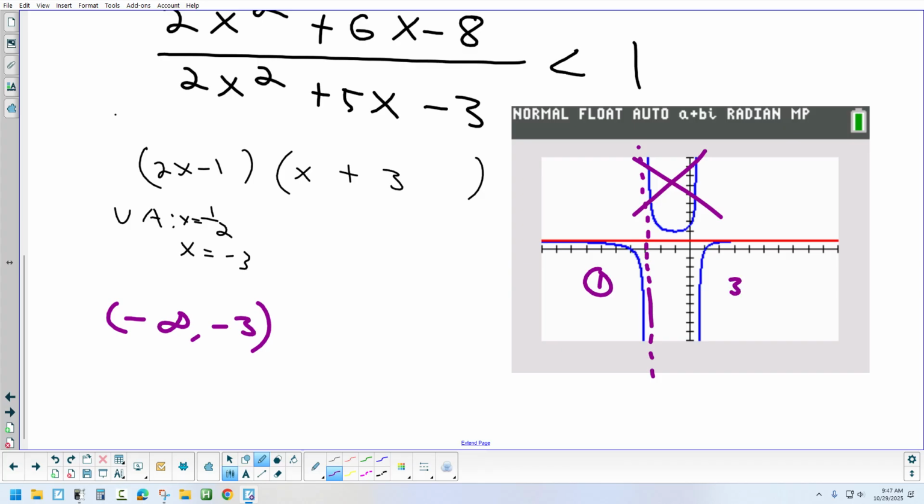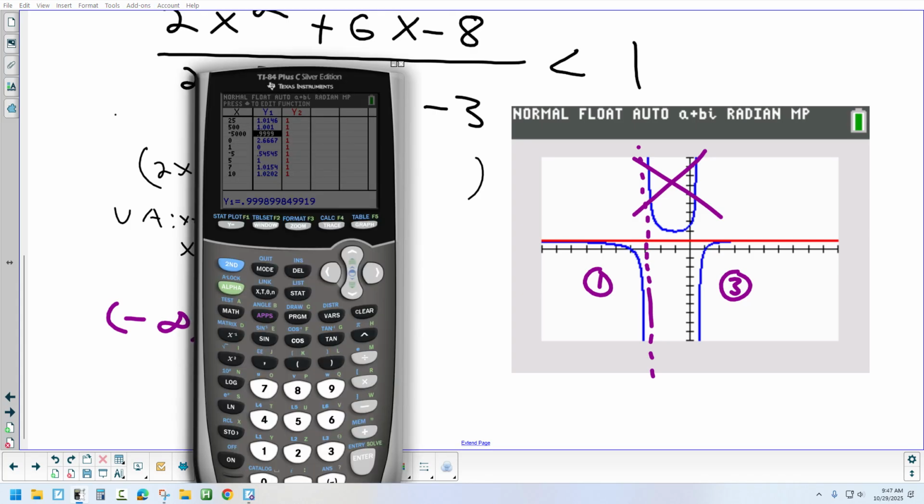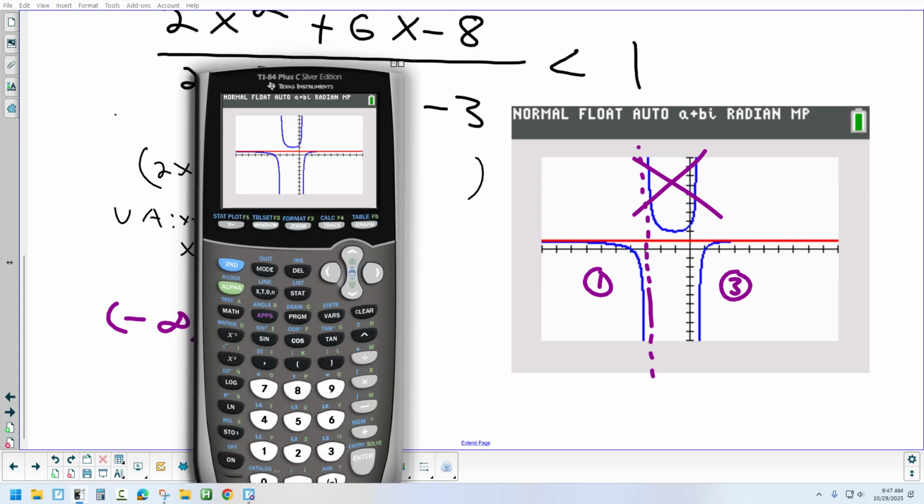Now, I'll call this one section 3. That one kind of looks like it's going above the red line at some point. If we check our table, look at what happens when x is 500. I'm at 1.001. So somewhere between like 2 and 500, I went above that red line. In fact, even somewhere between 2 and 25, I went above the red line.